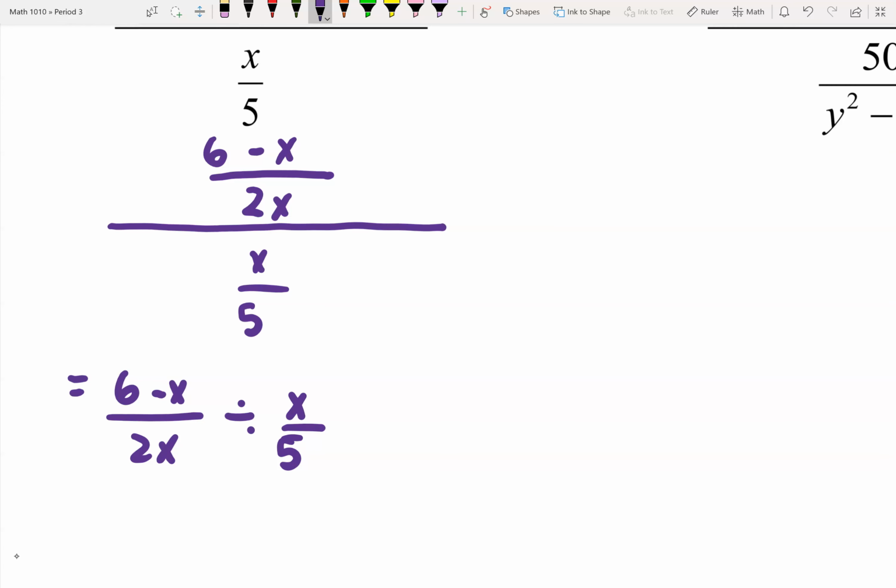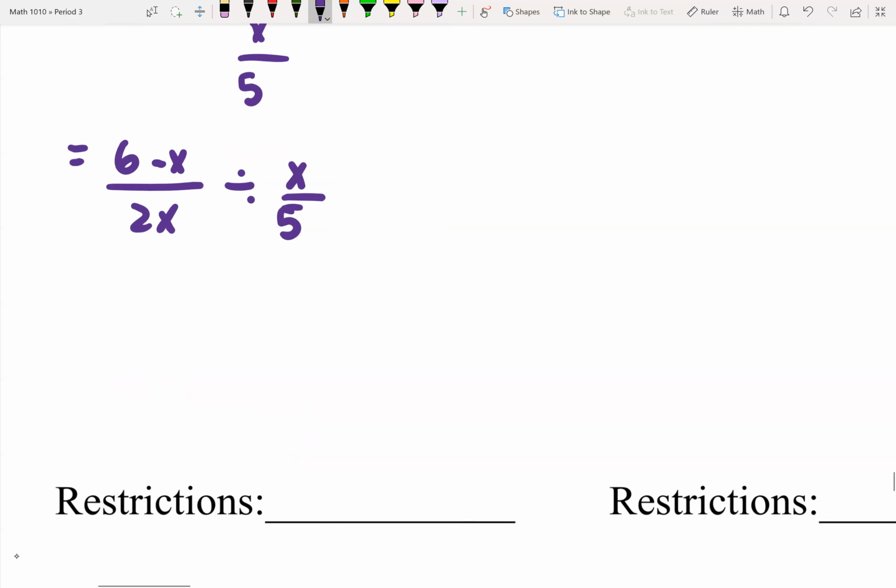Can I cancel? Look right here for 2 seconds. Can I cancel this x right there and this x right there? Can I do that? No, I cannot. Why not? Because it's a division. I have to make it a multiplication and then I'm allowed to flip. So make sure that you don't do that. Okay, so next step, everybody write this down with me. 6 minus x over 2x multiplied by 5 over x.